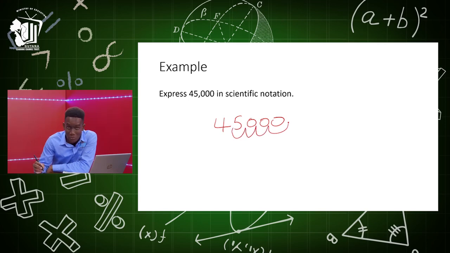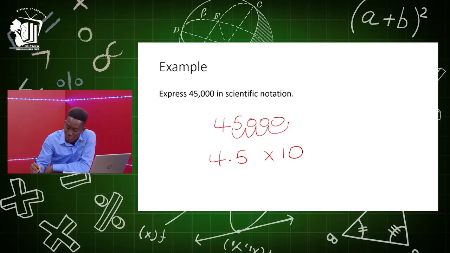So 45,000 will now become 4.5. Now we're always multiplying by 10. Now this 10 has to be raised to a certain power, and the power will depend on the number of times we move the decimal point. So we see we move the point 1, 2, 3, 4 times. So this will be 10 to the 4th power.